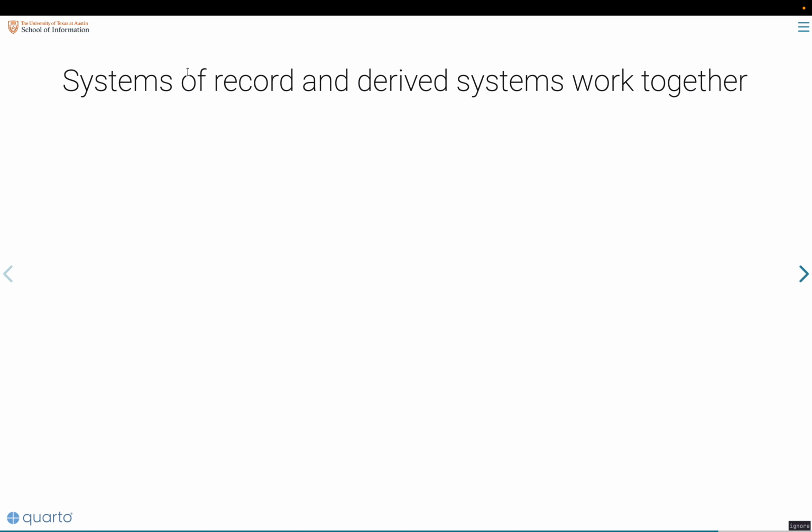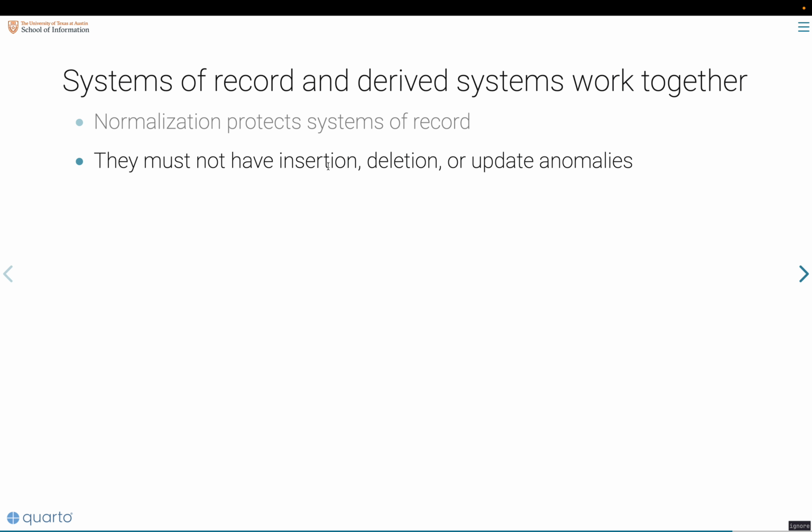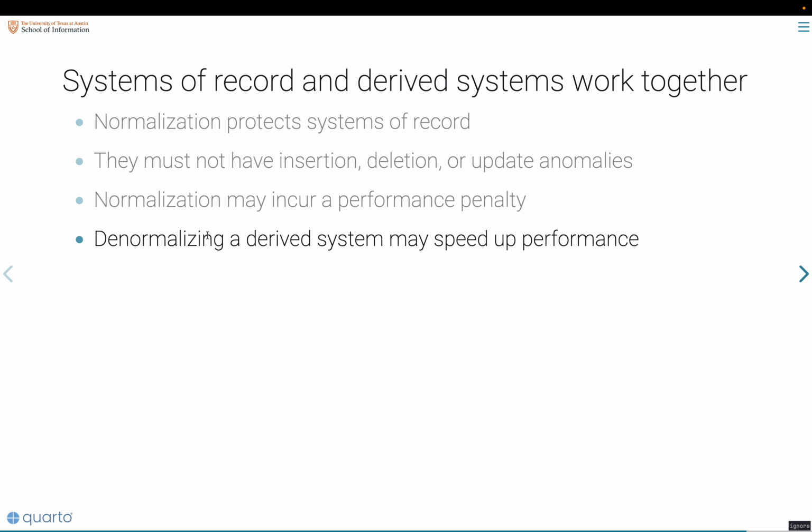Systems of record and derived data systems work together. Normalization protects the systems of record. They must not have insertion, deletion, or update anomalies, but it's okay for the derived systems to have anomalies. This is because normalization incurs a performance penalty. You decompose one table into many tables, and then joining the tables together takes time. So denormalizing may speed up performance, but it risks these anomalies, so you don't want to depend on it.